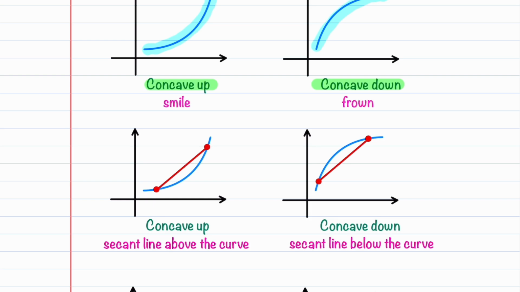Another way to visualize concavity is with secant lines. If you draw a secant line between any 2 points on a curve that is concave up, the secant line will be above the curve. If the curve is concave down and you draw a secant line between 2 points on the curve, the secant line lies below the curve.